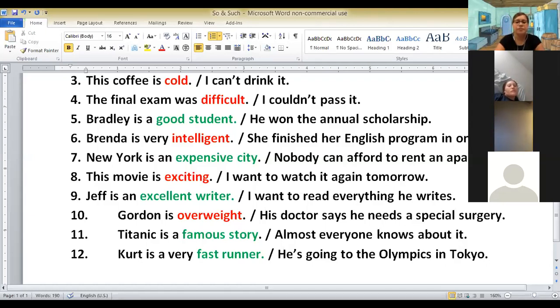Kurt is a very fast runner. We're going to say such again, right? Kurt is such a fast runner that he's going to the Olympics in Tokyo. Right. You could say such a very fast runner or just such a fast runner. Such a very fast runner is not really that necessary. Okay. All right.